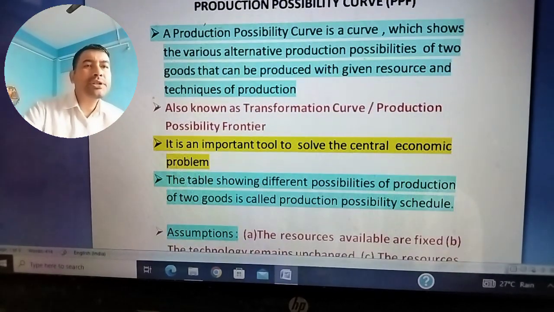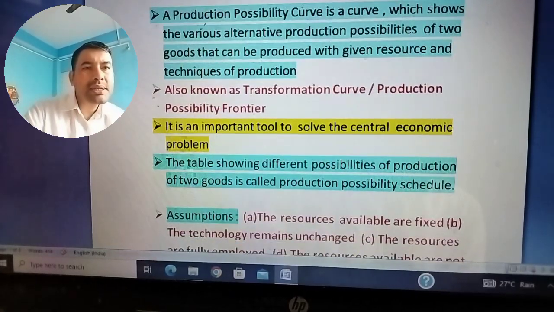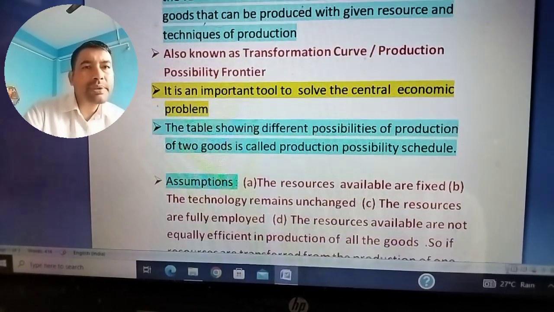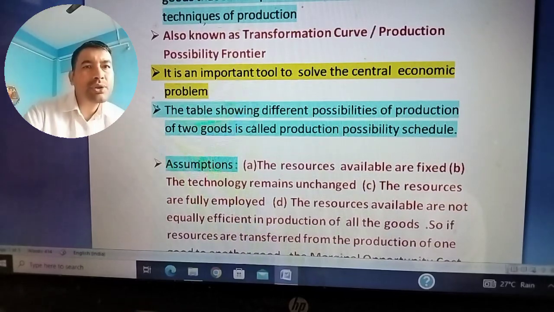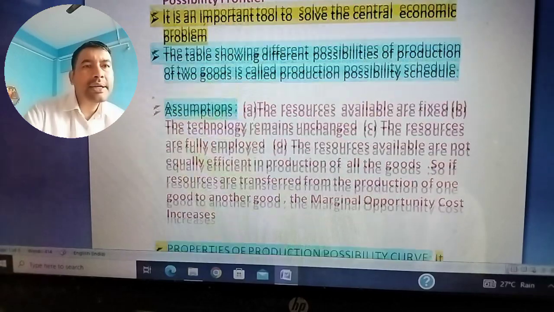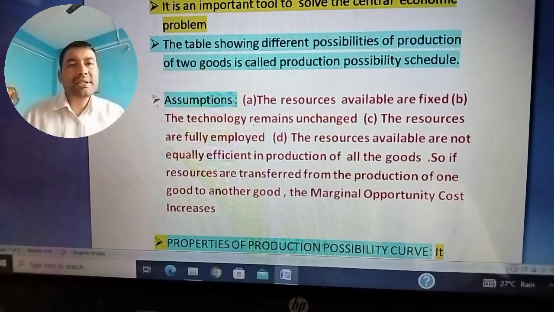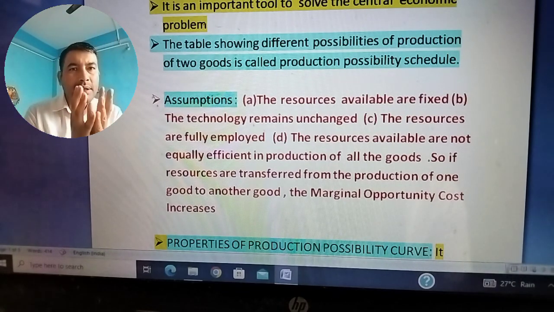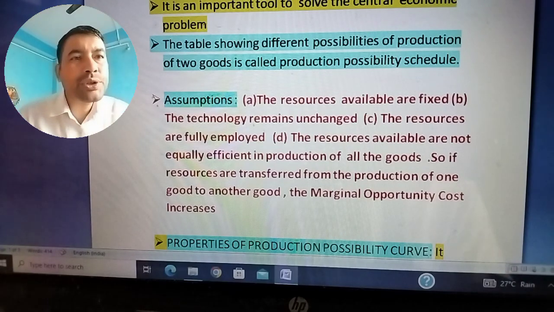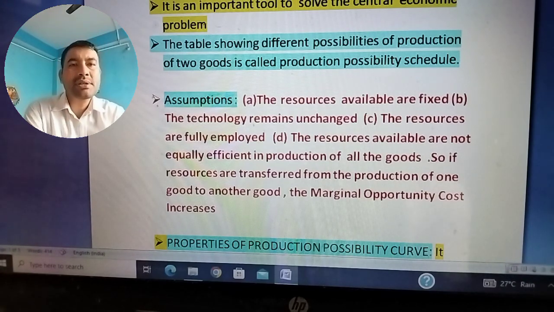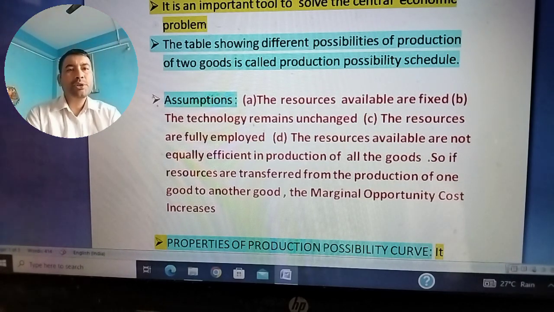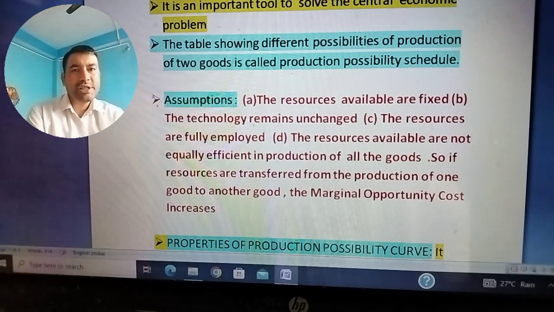Now, this production possibility schedule or curve is based on certain assumptions. Okay, PPF is based on certain assumptions, and the assumption is, see, the resources available are fixed. That is, resources are constant. We will be having only a fixed supply of resources. These are the assumptions of production possibility curve. Number two, the technology remains unchanged.